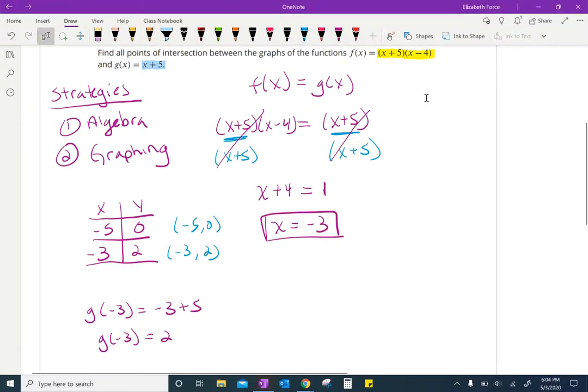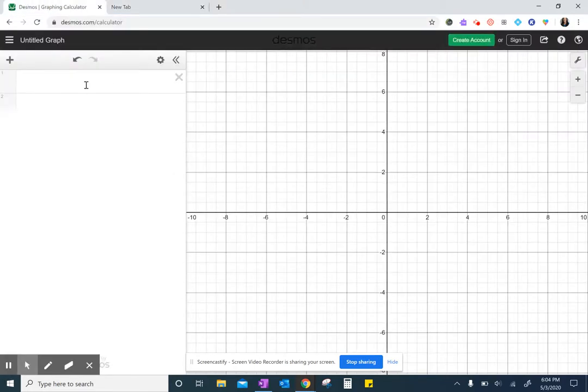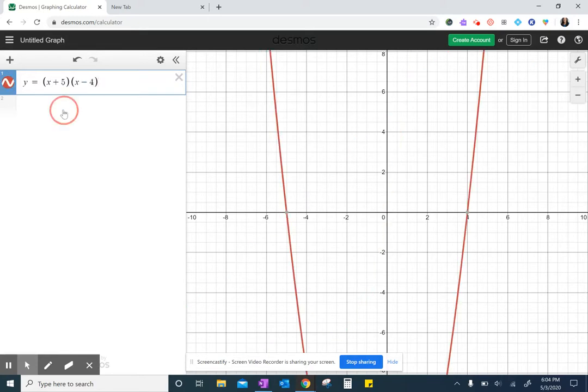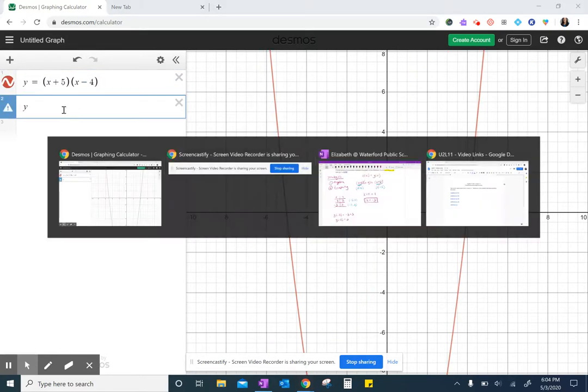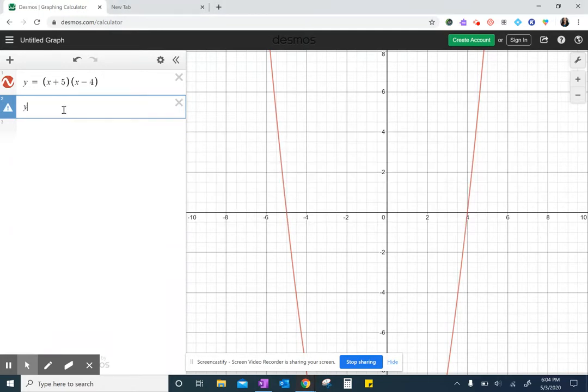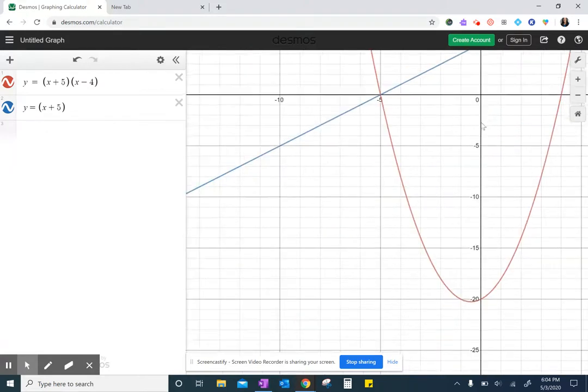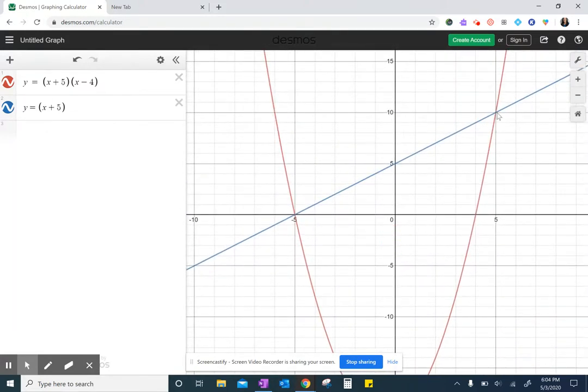So x plus 5, x minus 4 is one of my graphs. So we're going to go in here, y equals x plus 5, x minus 4. So there's that one quadratic. Who is it that they had in common? X plus 5. Y equals x plus 5. There's my linear function. And there's my 2 points of intersection. 5, 10, -5, 0.